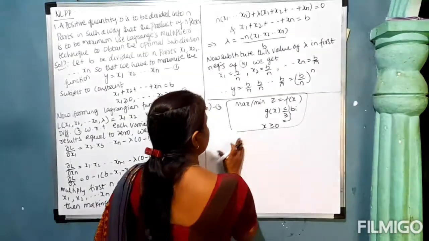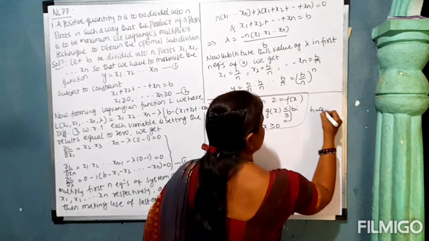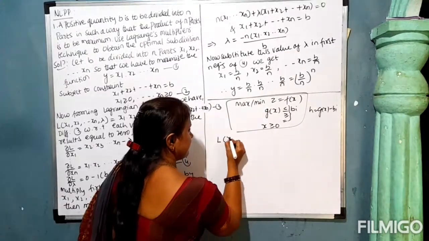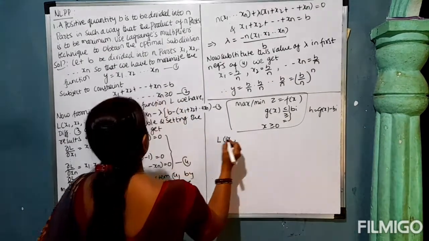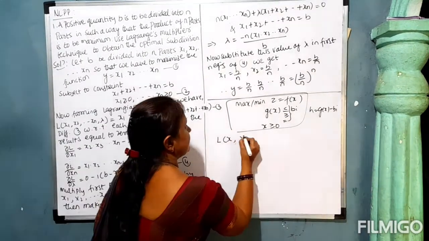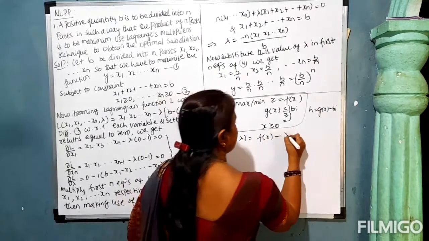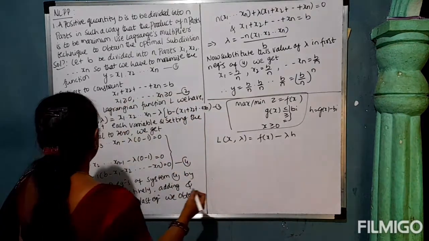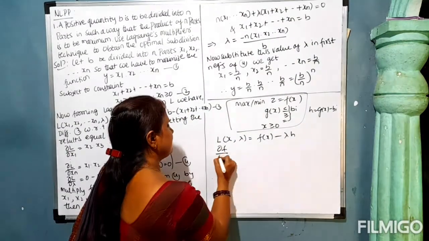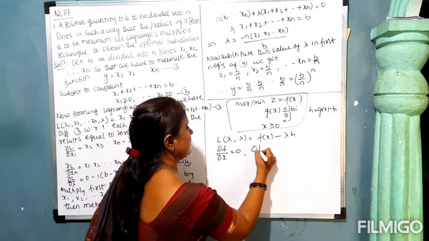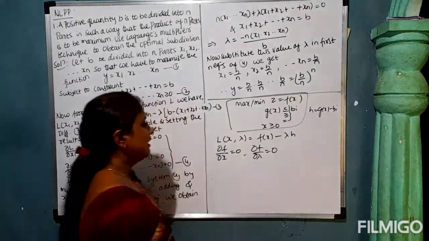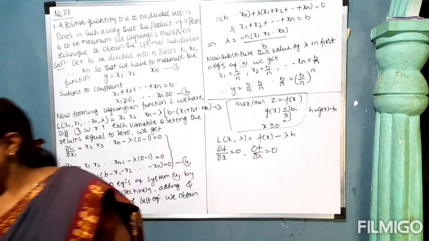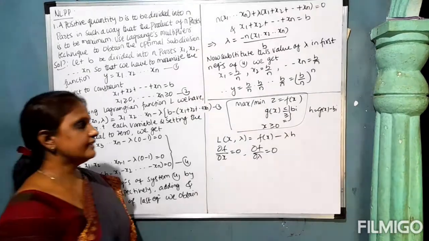Now to solve this we can express h equal to g of x minus bi, and we define the Lagrange's multiplier function as L of x, lambda, which is written as f of x minus lambda into h. To solve this we perform dou L by dou x equal to 0, dou L by dou lambda equal to 0 to find the values of x. So this is the method to solve a non-linear programming problem using Lagrangian multiplier.